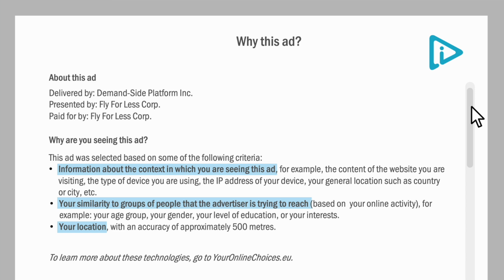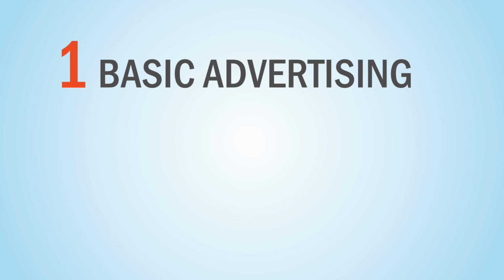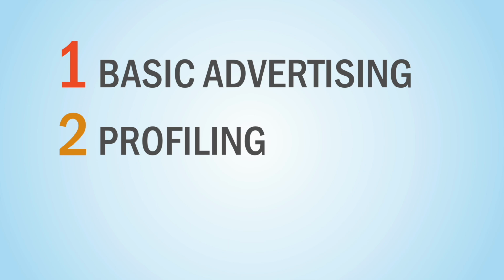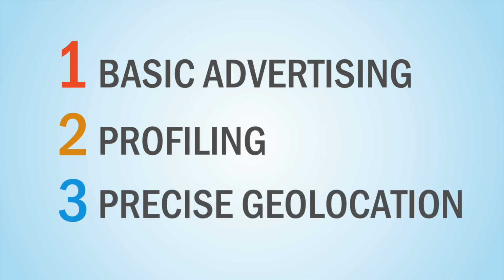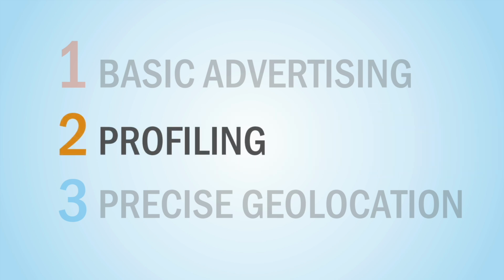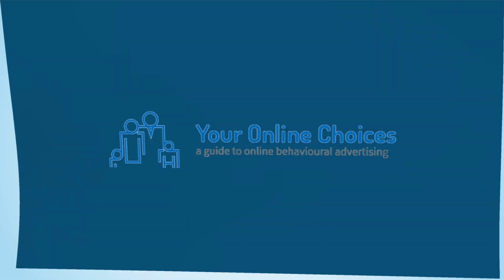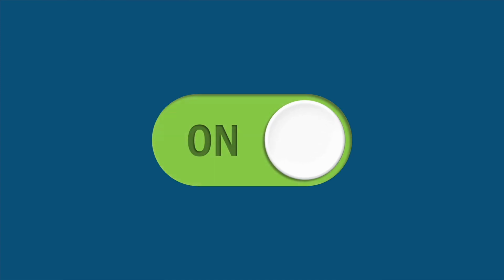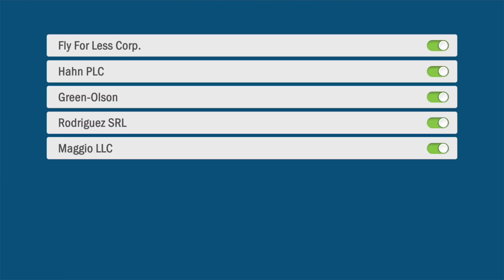As for the parameters, the technical mechanism currently supports 3 of them. 1. Basic advertising, for example, the type of device the ad is viewed on. 2. Profiling, for example, inferred demographic information about the consumer based on their online activity. And 3. Precise geolocation. Where applicable, consumers must be enabled to change such parameters. When it comes to profiling, we recommend the use of the youronlinechoices.eu portal. By flipping a switch, consumers can make a simple choice between accepting data-driven advertising or not, for one company, or for all of them at once.